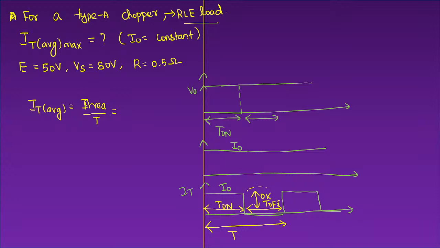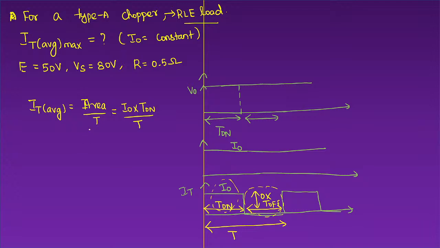This is the area formula for the rectangular waveform. 0 into T off will be 0 because the height is 0, whereas in the first case it is I naught into T on. So we have calculated the area divided by the fundamental total time period. This is the average formula.